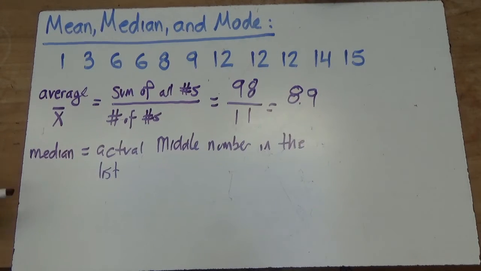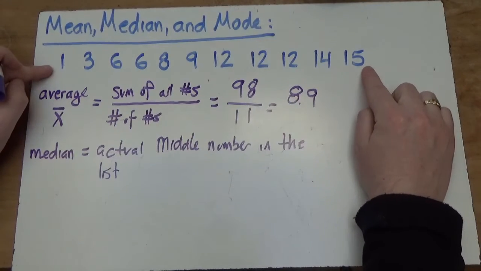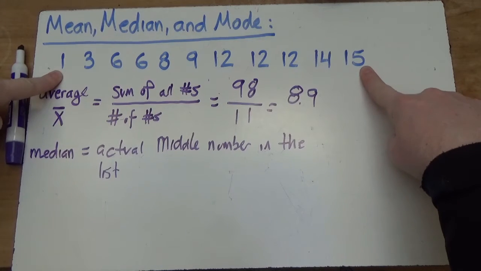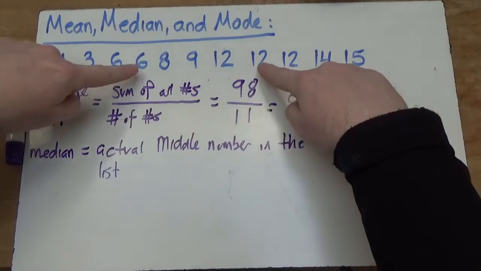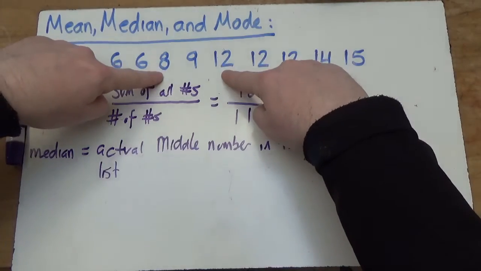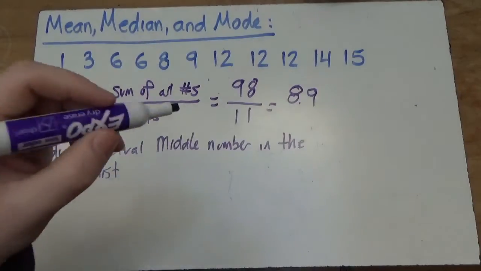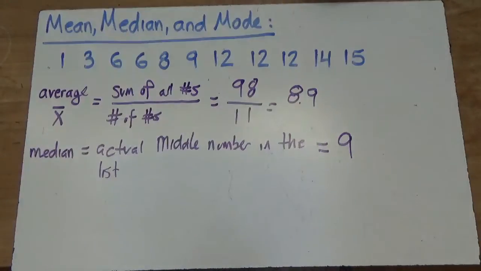But let's take a look at this list. This list has 11 numbers in it, which is an odd number, so there will be a median. Let's take a look. Start at both ends, and we're going to count our way inwards. Go in one place, go in two, go in three, go in four, and then we're going to wind up at 9. So in this case, the median is 9.